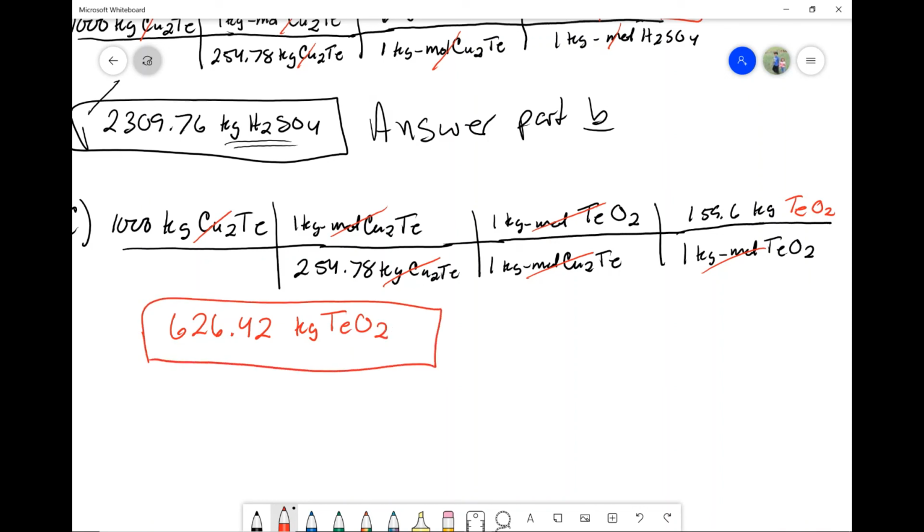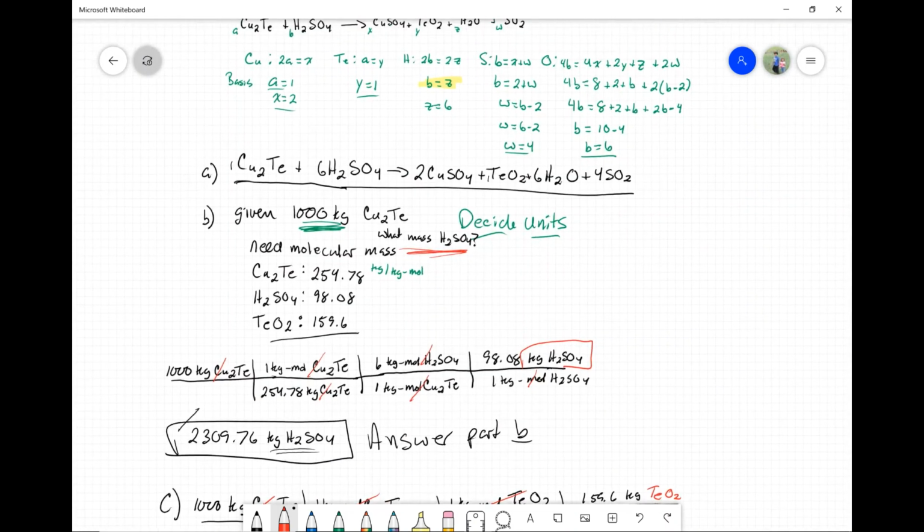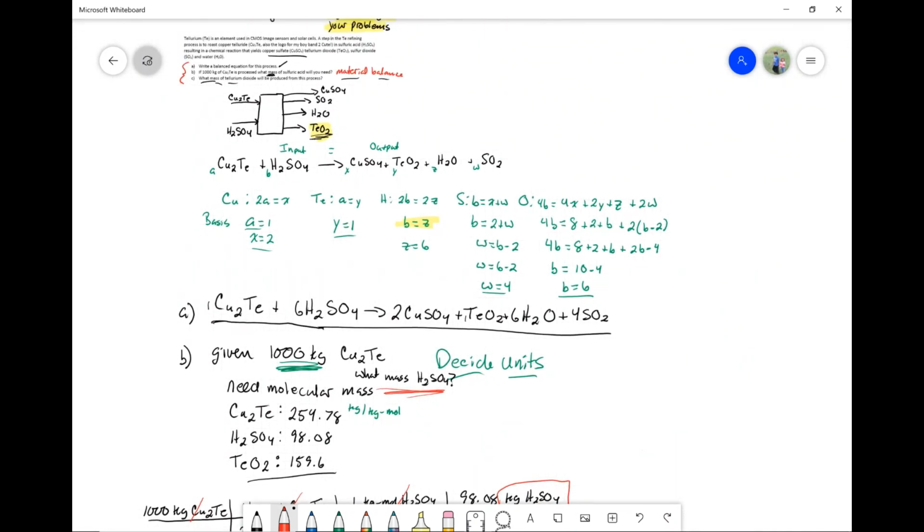So we've done a simple reactive material balance. We started off with a fairly lengthy balance actually to balance this equation, and I still love this algebraic way. If we're given things in terms of moles, there's another trick that I can show you later.